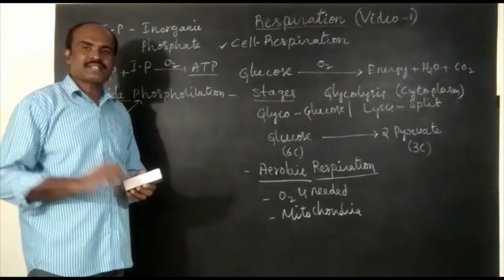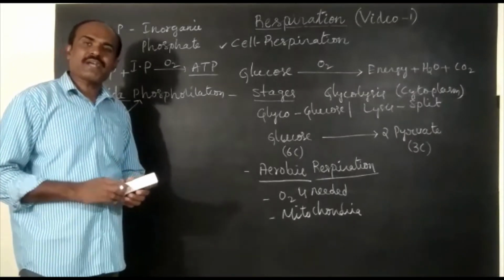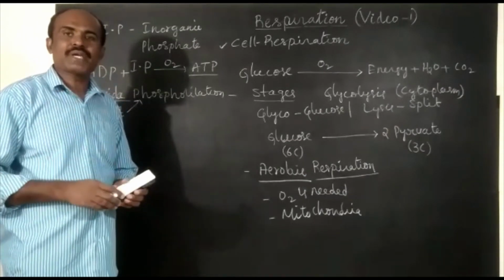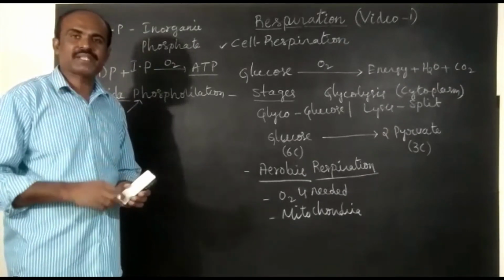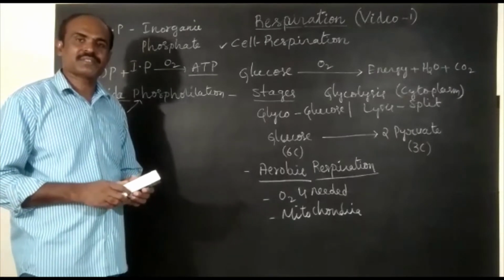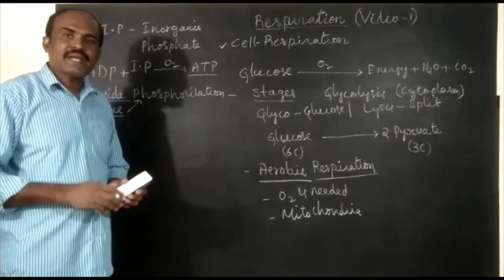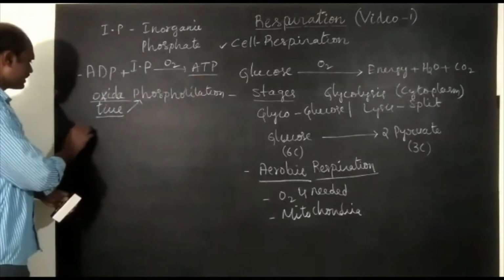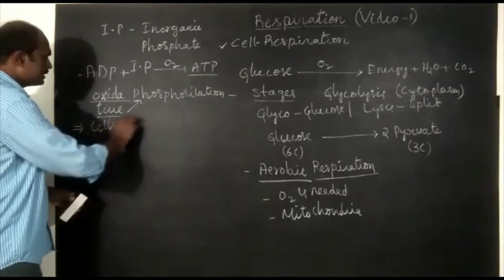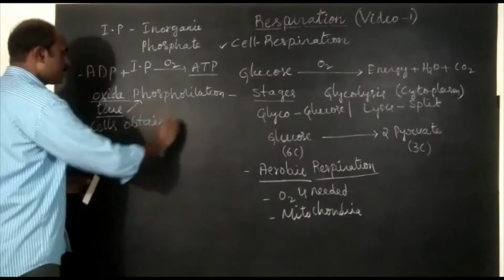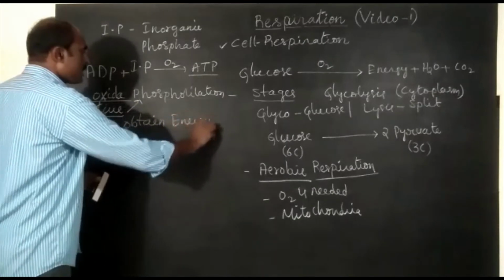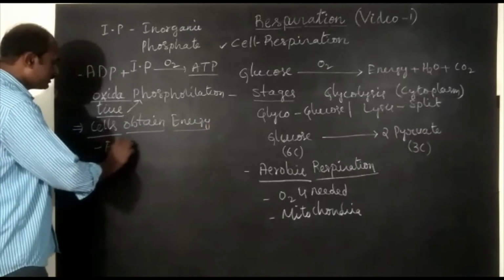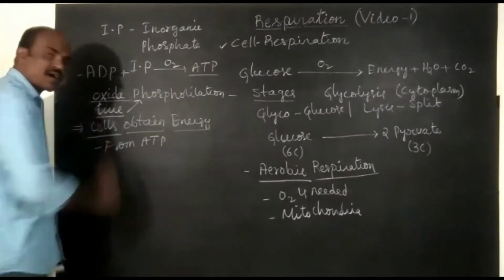Now let us understand one more question. From where do cells obtain their energy to carry out biochemical reactions? In your textbook it is the endothermic reactions. Cells obtain energy from ATP. So let us understand. How do cells obtain energy? From ATP molecules they obtain energy.